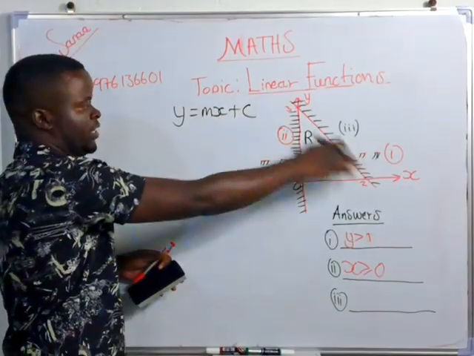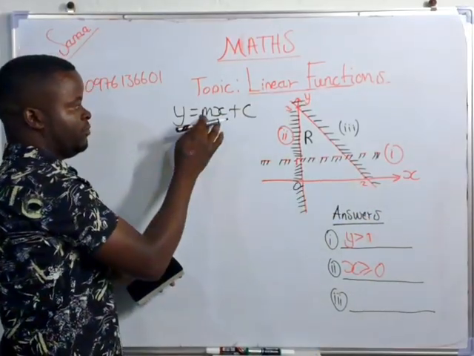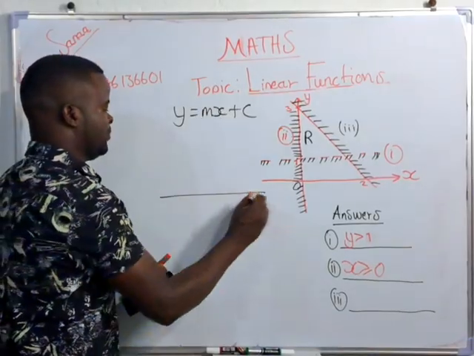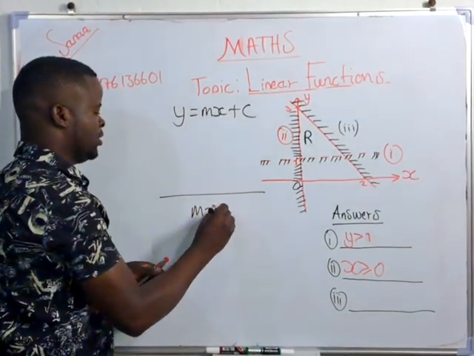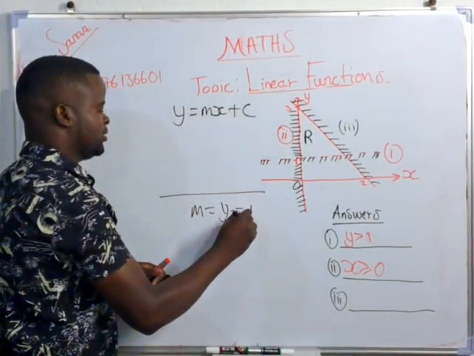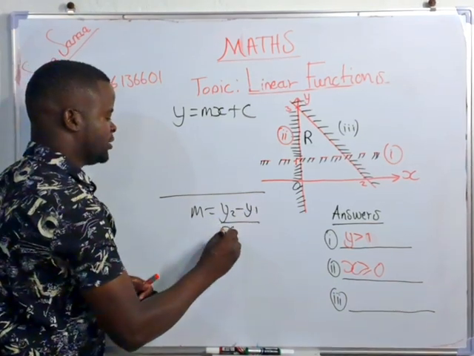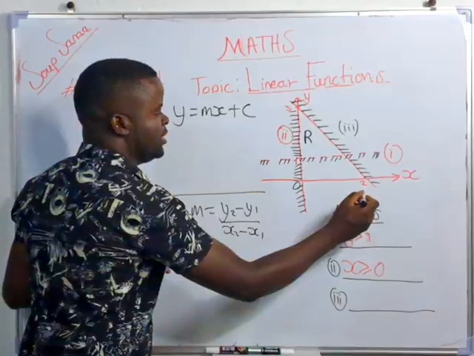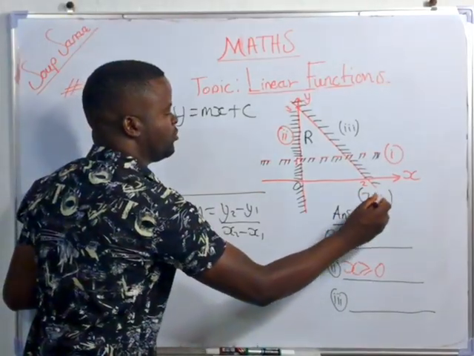Plus c to find the equation first. So the first thing we need to do is to find the gradient. So we are going to say m is equal to y2 minus y1 over x2 minus x1. And the coordinates at this point we have are 2 comma 0.